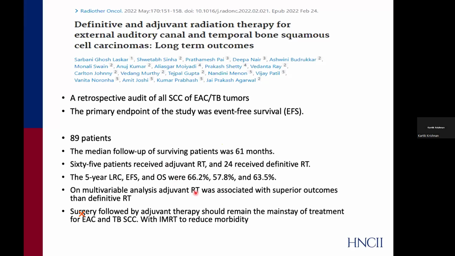They showed that on multivariable analysis, patients receiving adjuvant RT were associated with superior outcomes compared to patients receiving definitive RT. So surgery followed by adjuvant RT was associated with better outcomes than definitive RT, and it should remain the mainstay of treatment. They also showed that IMRT reduces the morbidity of patients, and intensity modulated radiation therapy should be used to reduce complications rather than conventional 3D CRT.